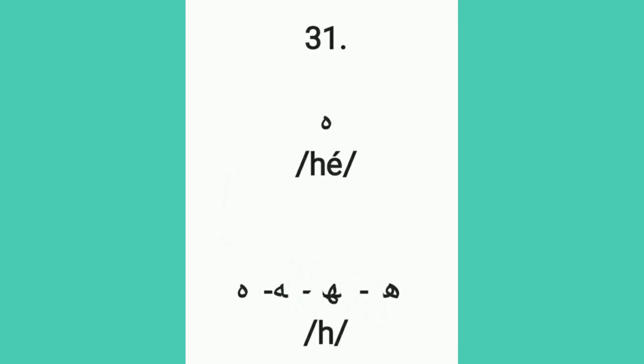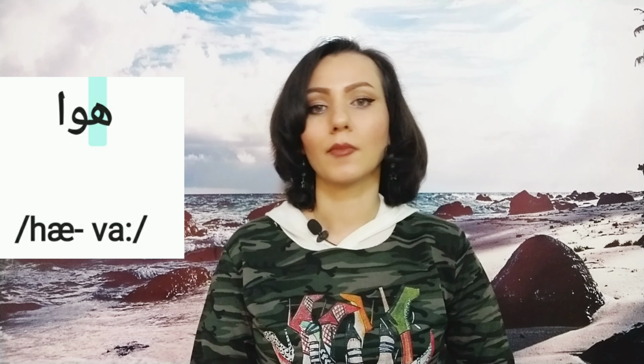It's called he, and pronounced h, like an exhalation. Examples would include hava, which could mean air or weather. Mahi, which means fish. Mah, which means moon and month. By the way, the moon is a symbol of flawless beauty in Persian. For example, if I say to mahe mani, which means you're my moon, which means you're my beautiful one.